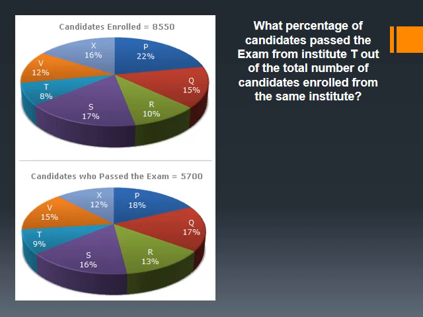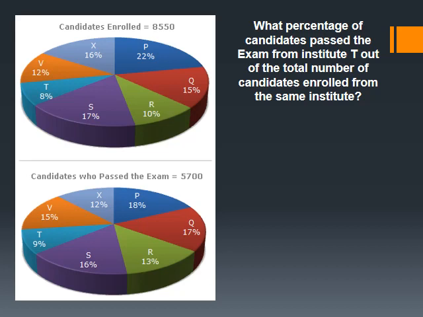So the question is this: what percentage of candidates passed the exam from Institute T out of the total number of candidates enrolled from the same institute? So what we have to calculate is, we have to look at the number of candidates from the Institute T. How many have enrolled and how many have passed? So what percentage have passed from the T institute, out of all the candidates enrolled from this institute? So how do we do that?